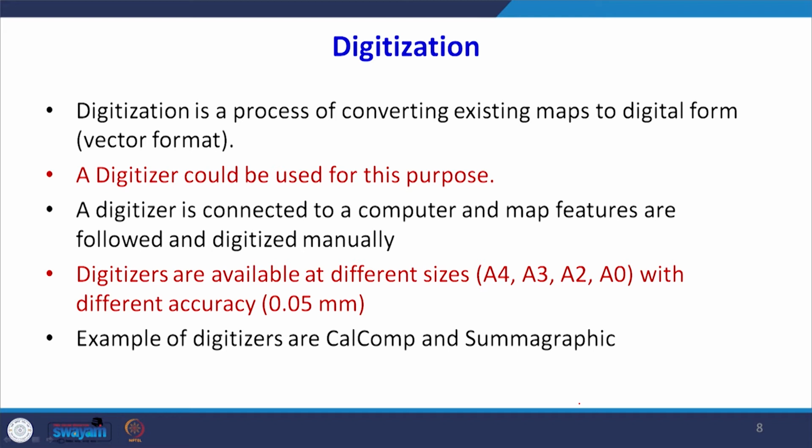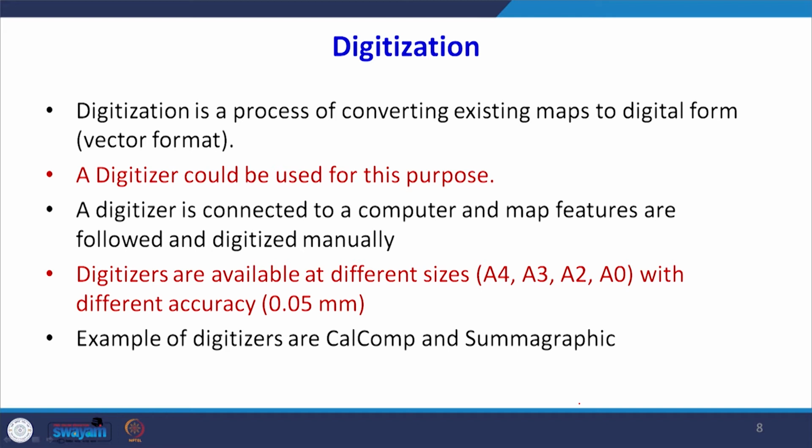We are using big size digitizers for that purpose, because our maps are also bigger in size. This digitizer is like a digitizing table which is connected to my computing device, and software is used to carry out the vectorization work. These digitizers are available in different sizes: A4, A3, A2, A0, and with different accuracy requirements. For example, we can get 0.05 mm accuracy, so very high accuracy can be achieved when you are digitizing.